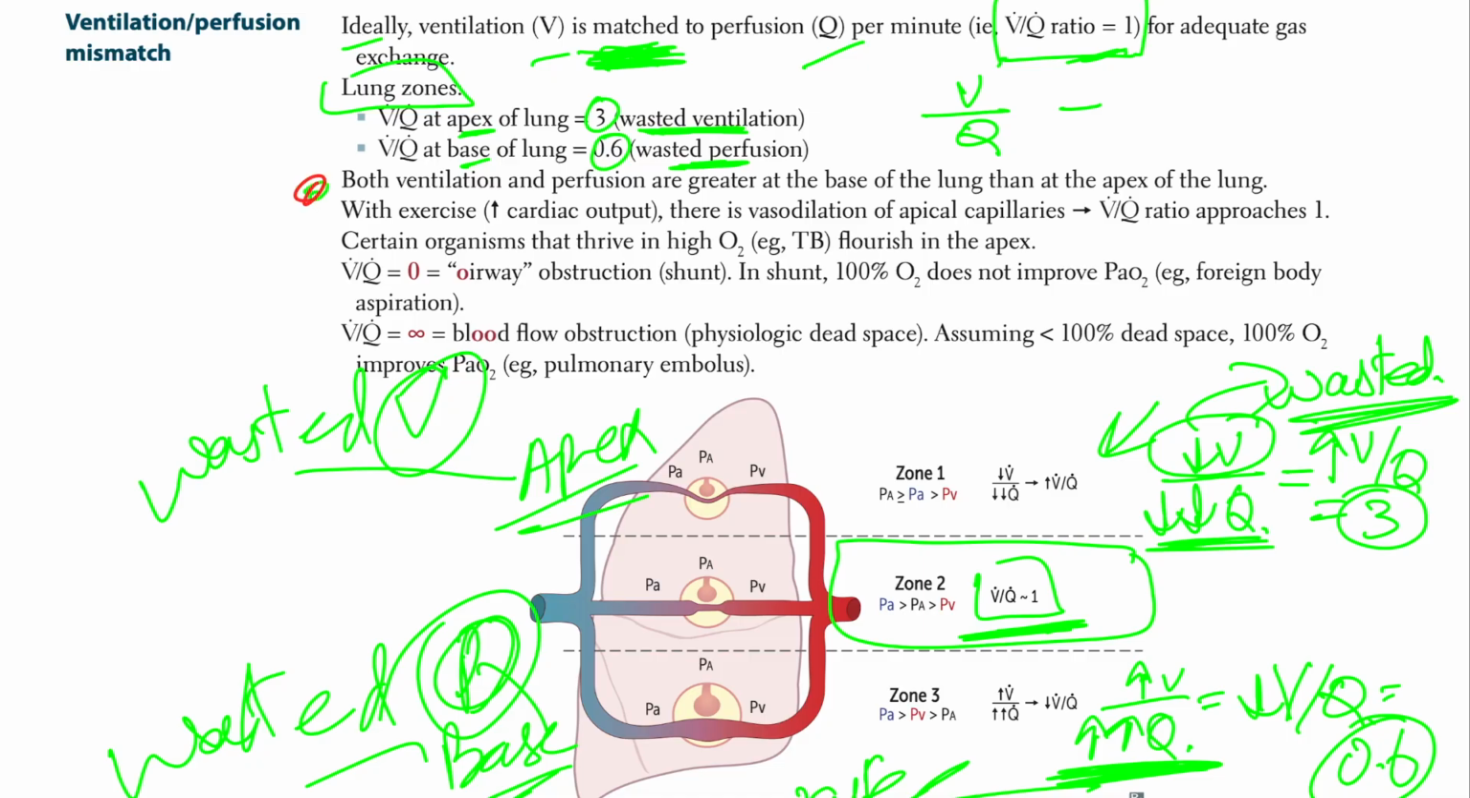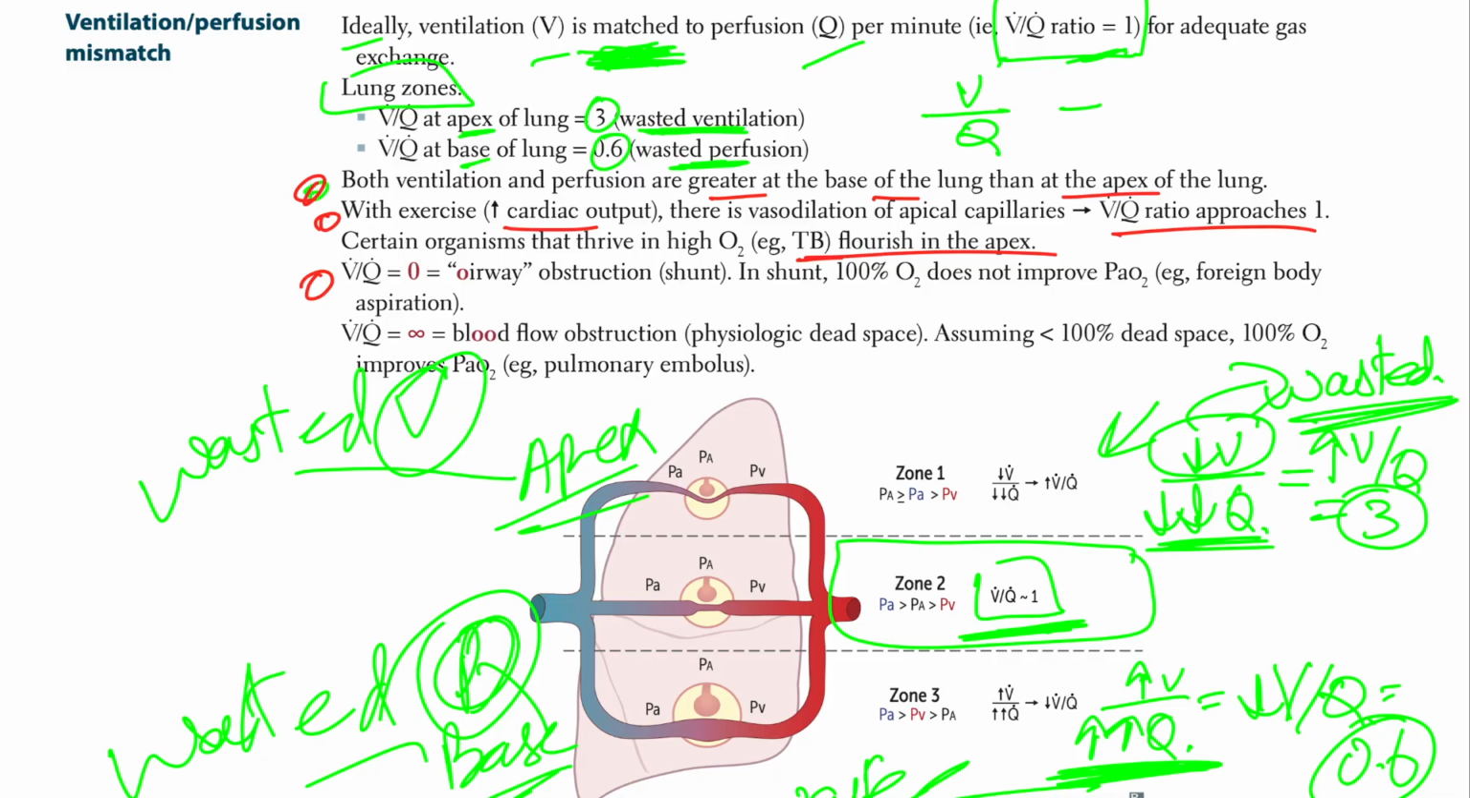Okay, let's look at the next line, which says, let me change color. Both ventilation and perfusion are greater at the base of the lung than at the apex of the lung. With exercise, you have increased cardiac output. There is a vasodilation of the apical capillaries, causing the V/Q ratio to approach 1. Certain organisms that thrive in high O2, like tuberculosis, flourish in the apex, high yield. But again, tuberculosis, when reactivated, goes back to the apex. First infection occurs at the lower lobes of the lung.